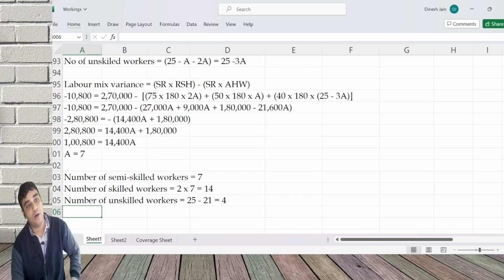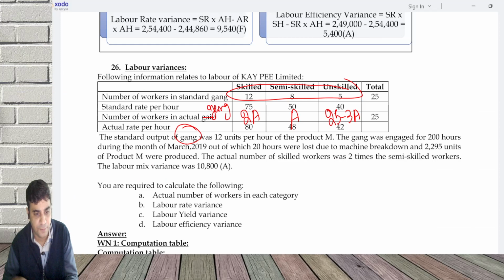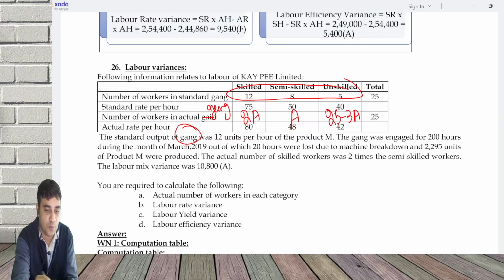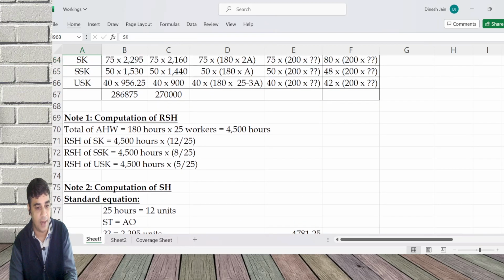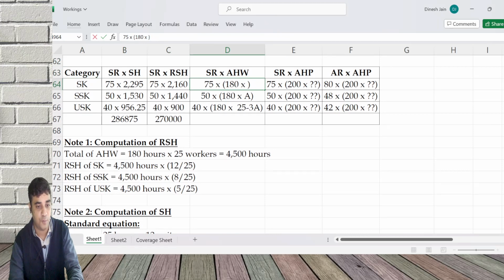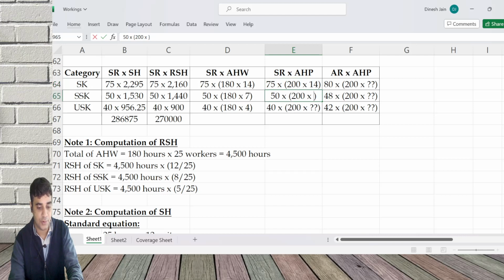So basically the standard composition was 12 is to 8 is to 5. The actual is 14 is to 7 is to 4. Any doubts on 14, 7, 4? Okay, you can just close this and do the balance at home. You can just write here 200 into 14, into 7, into 4.